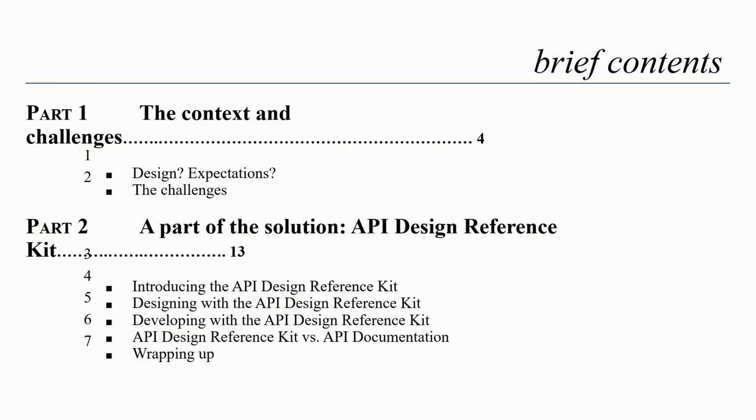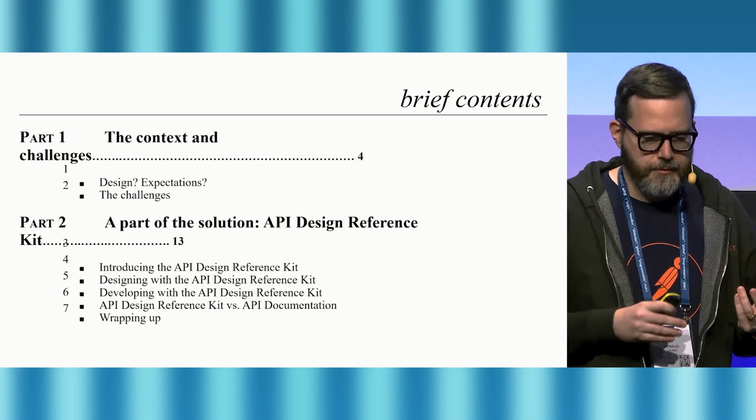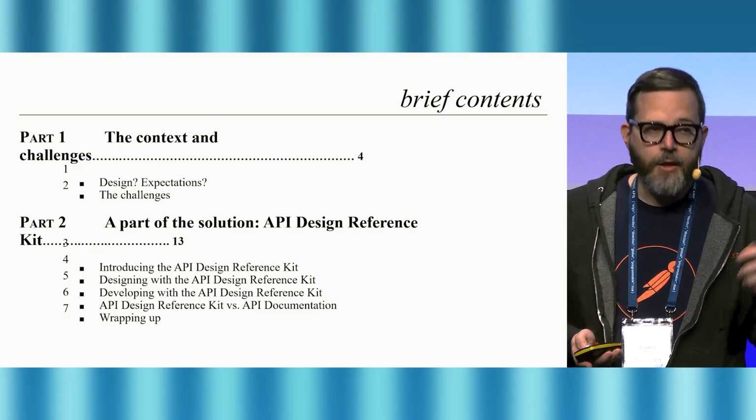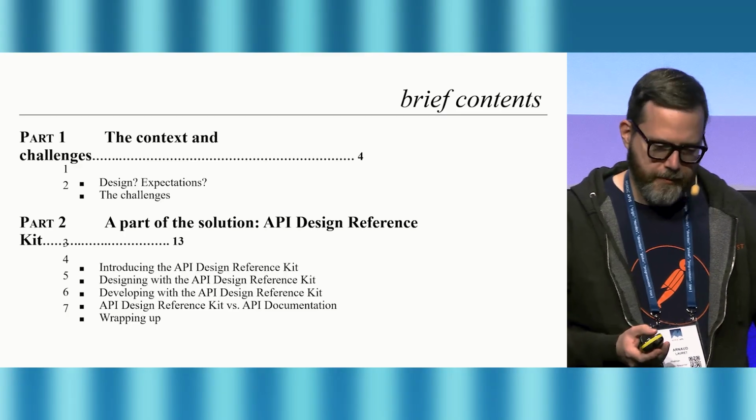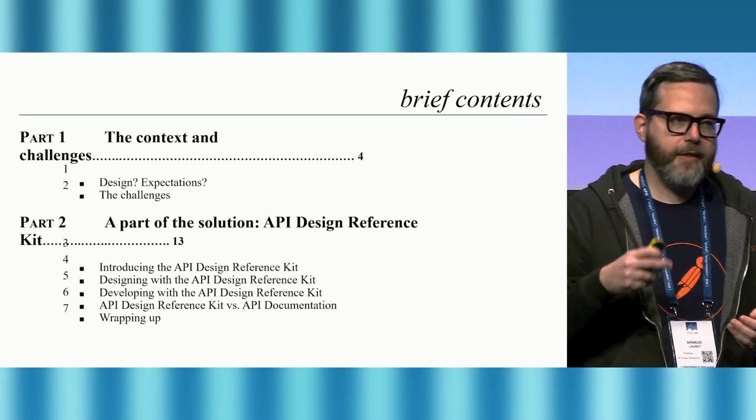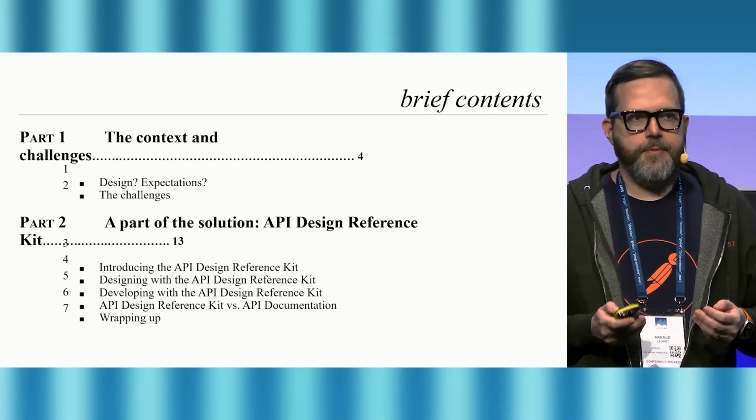Besides reading my book, a part of the solution is building an API design reference kit. But before discussing the kit, we need to clarify what is API design, how it relates to implementation, and what I call expectations. Once we have discussed all that, we will discuss the API design reference kit, how it can be leveraged during design, development, and how it relates to API documentation.